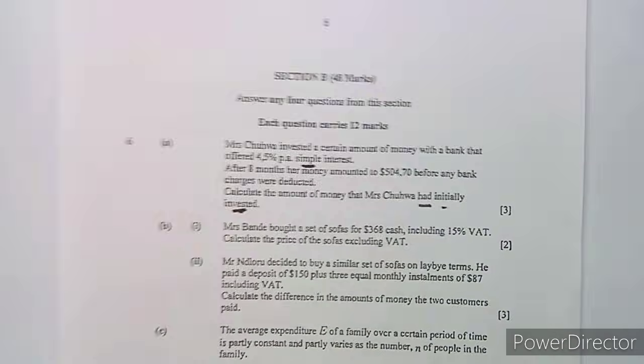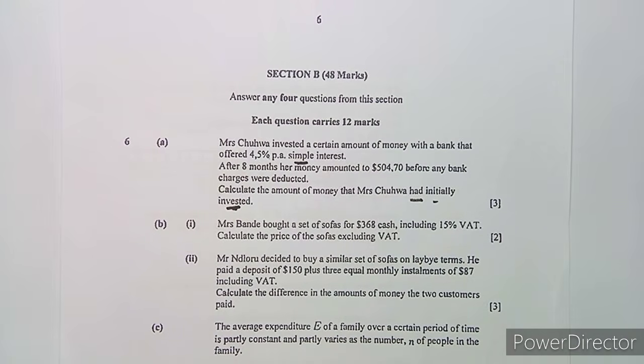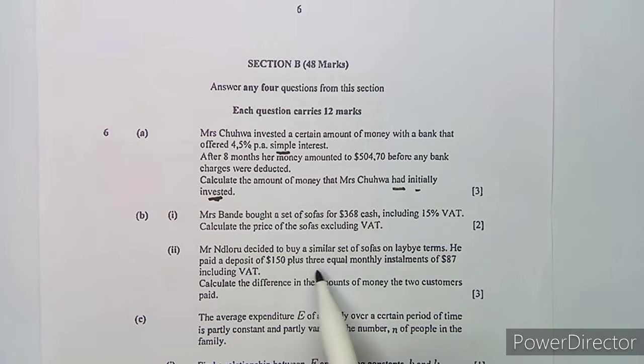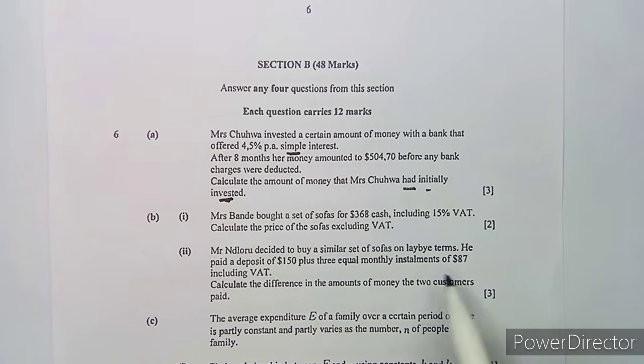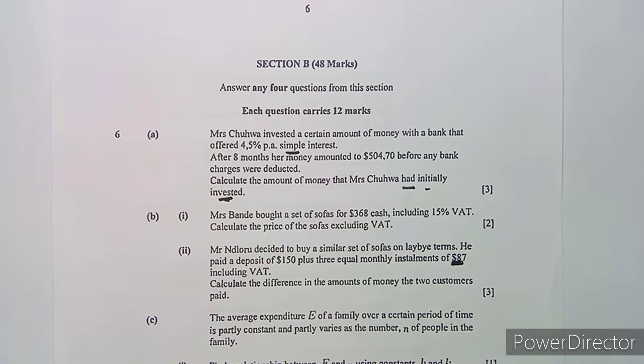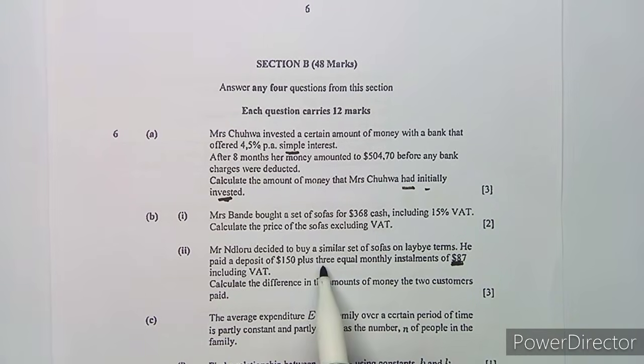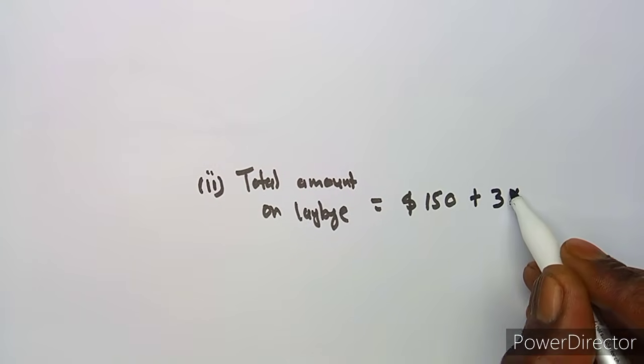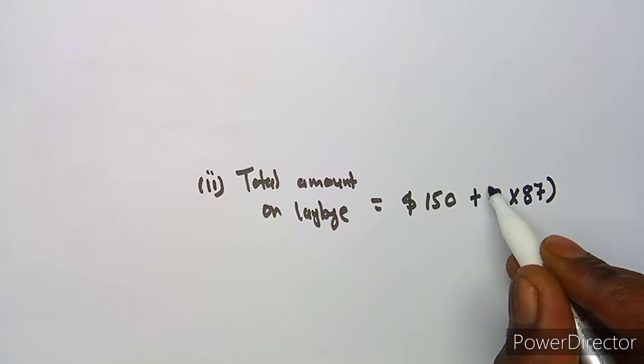So on lay-by, we had a deposit, that is the money that is deposited, which means 150 was given, plus you're going to add 3 equal monthly installments of $87. So we are saying each and every month he is paying a certain amount of $87 for how many months? For 3 months. So what was the total? We are just going to multiply. Instead of adding 87 plus 87 plus 87, you simply multiply 3 times 87. That is what it means.